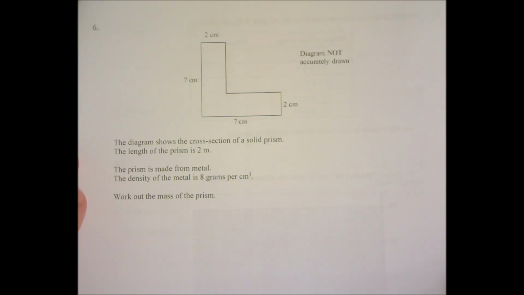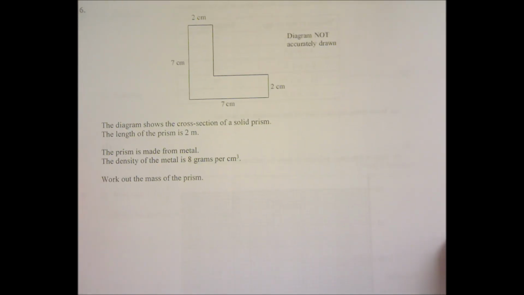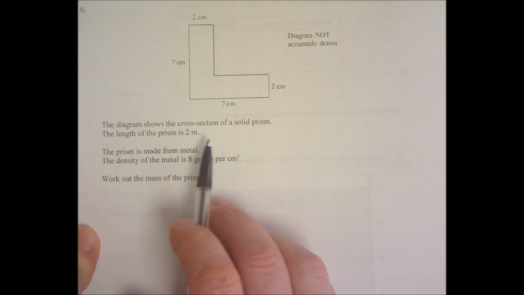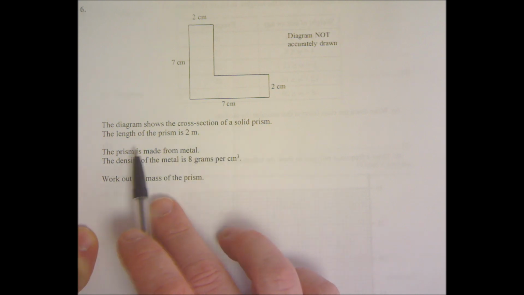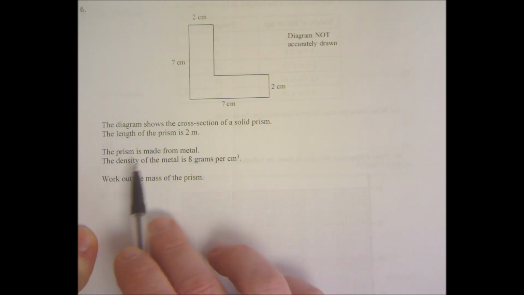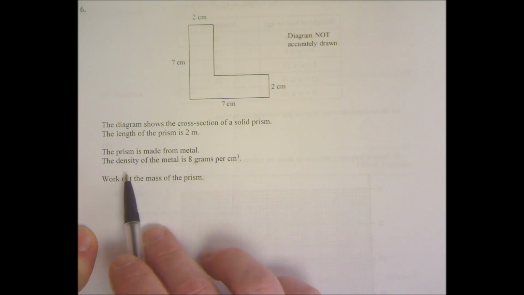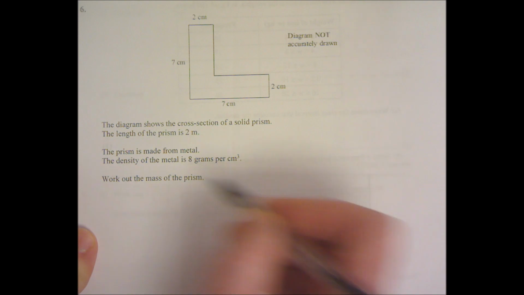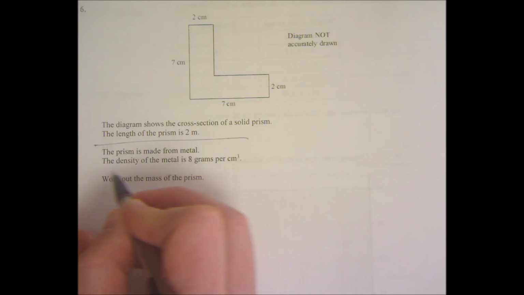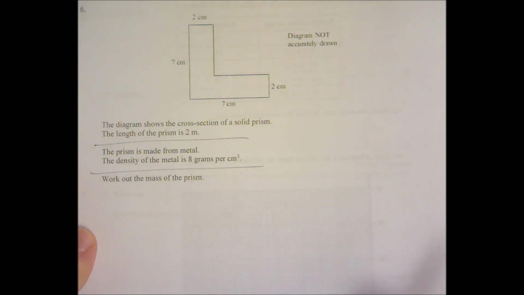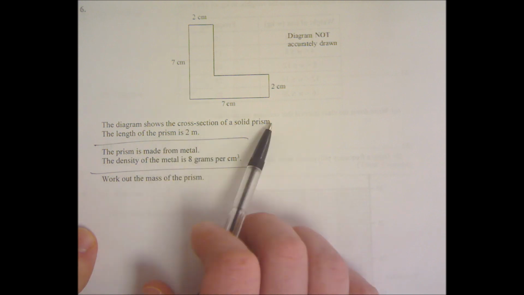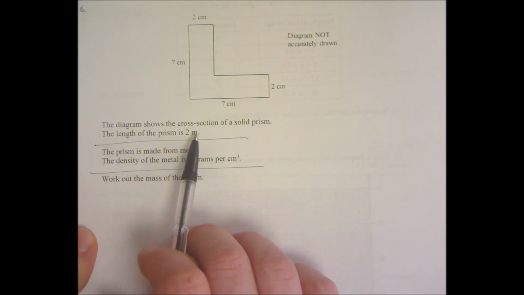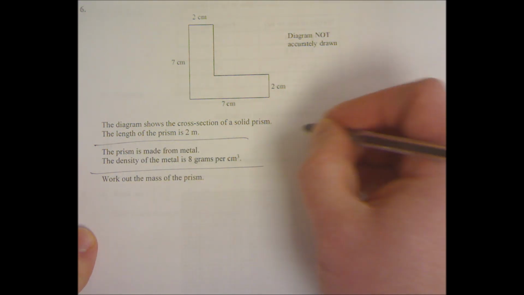Okay. Number 6. So the diagram shows the cross-section of a solid prism. The length of the prism is 2 meters. The prism is made from metal. The density of the metal is 8 grams per centimeter cubed. Work out the mass of the prism. So if we split this up into different sections, the diagram shows the cross-section of a solid prism, and the length of the prism is 2 meters.